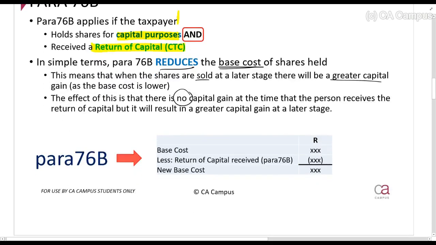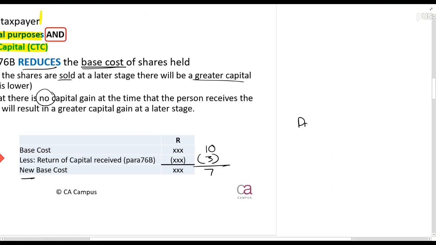So let me explain to you. Let's say you bought shares that were worth 10 rands a share. And now the company is paying you a contributed tax capital amount and you're an investor of 3 rands. It means that you will make a new base cost of 7 rands. So if you sell this now later for, let's say, 18 rands, your base cost will not be 10. It will be 7. So you'll make a capital gain of 11.